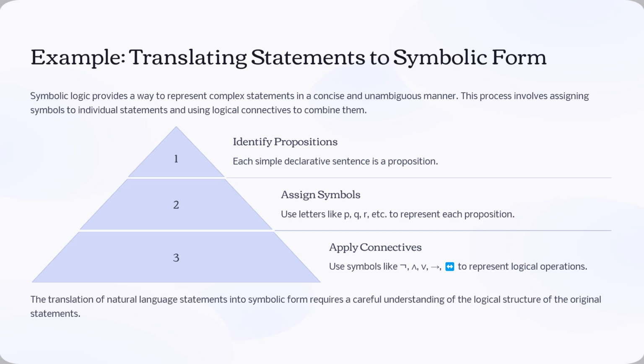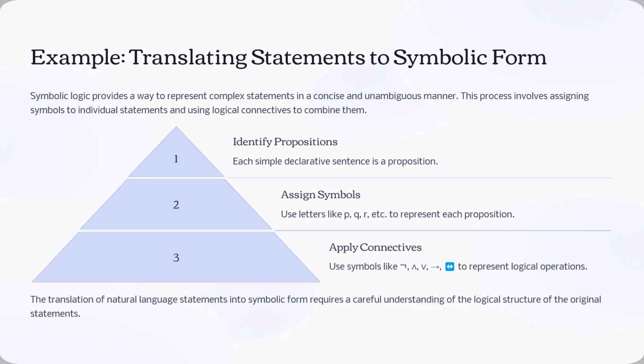In this example, we'll be taking a sentence and converting it into a symbol-based logic equation. To do this, we need to break down the sentence and understand its meaning. Think of it like turning a regular sentence into a math equation. First, we need to identify the main parts of the sentence, which are called propositions. Remember, a proposition is a simple statement that can be either true or false.